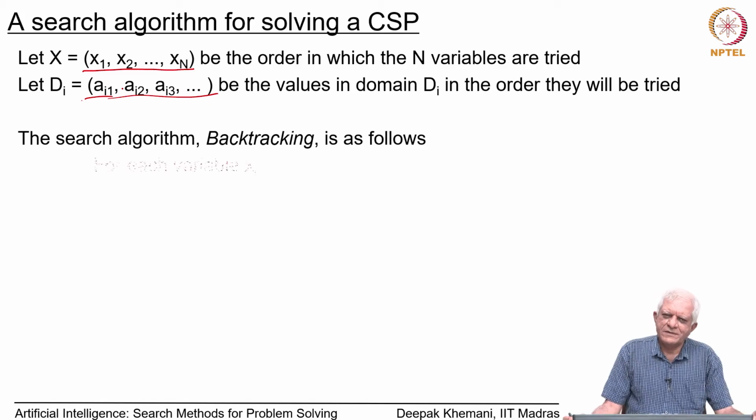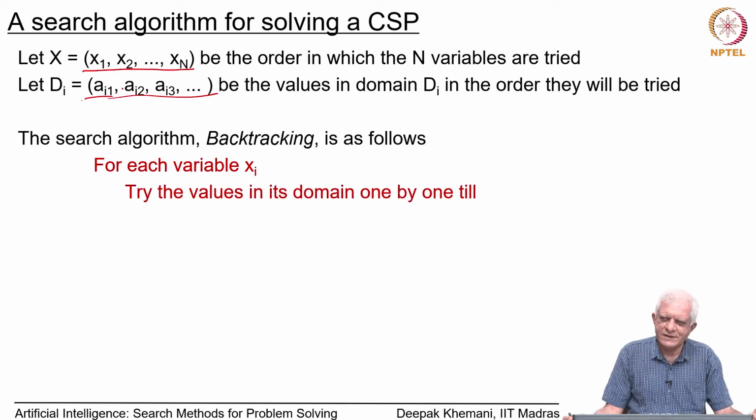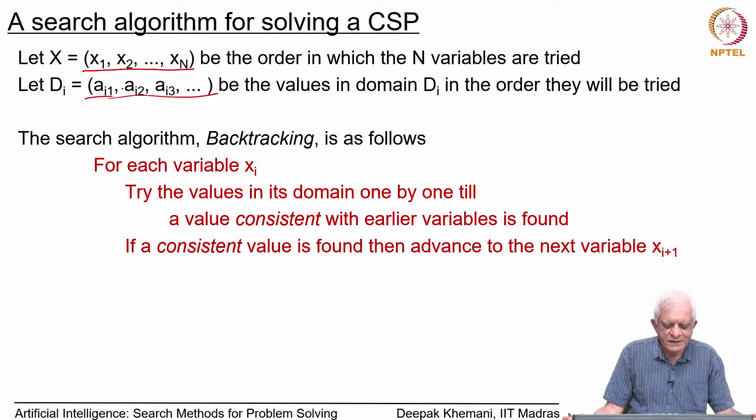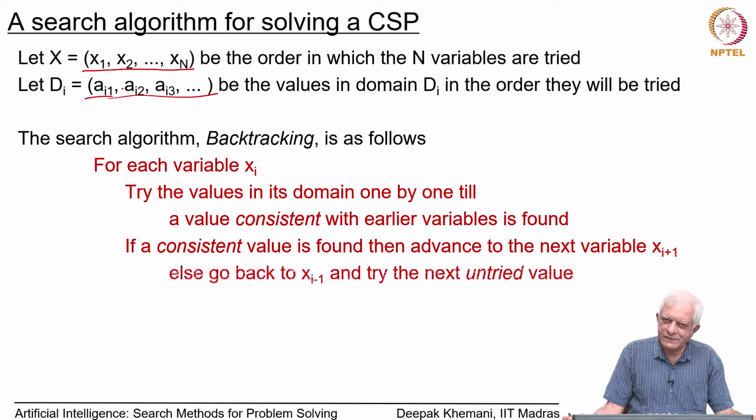So, the basic search algorithm assumes a fixed order, and it is called backtracking. It simply works like this: for each variable x i, where you vary i from 1 to n, try the values in its domain one by one till a consistent value is found.